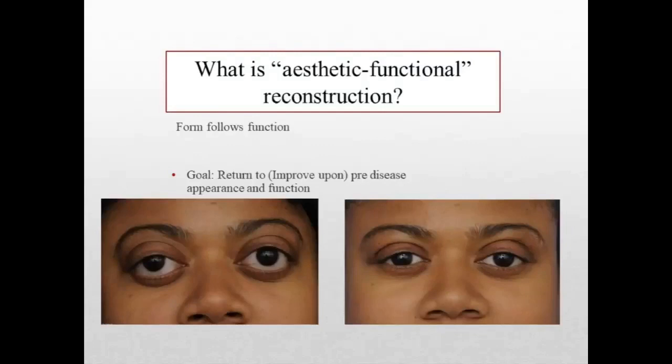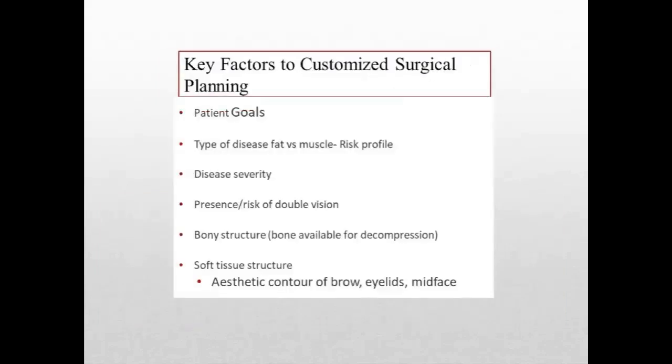It really has to be a customized approach, talking to someone who really knows a lot about this disease. And in this particular circumstance, we're talking about aesthetic functional reconstruction. And that means that form follows function. What we want to do is return to the pre-disease or even improve upon that appearance. And this is just a case where they did a decompression on a patient to really dramatically return to that appearance. And you're going to hear much more about this process from Christine.